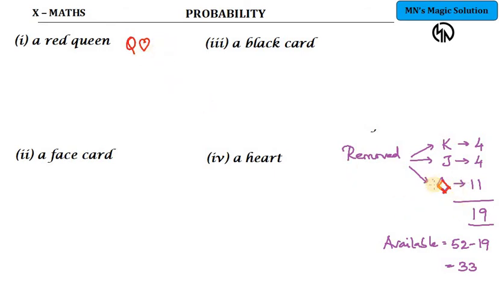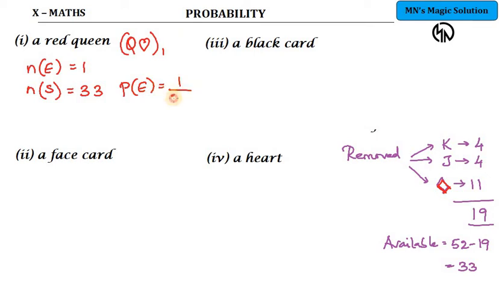But as per the question, they have already removed all the diamonds. Without that queen would have gone. So it is totally 1 in number. So favorable outcomes is nothing but 1. Out of the total number of cards is what? The sample space right now available is 33 cards. So the probability of the event is equal to 1 out of 33.